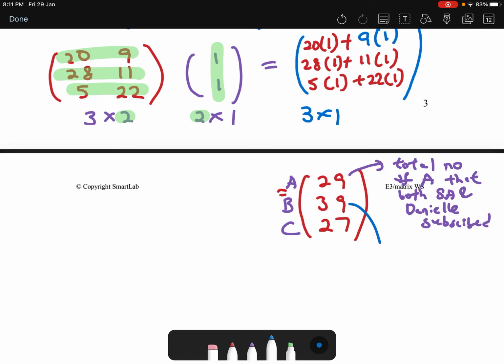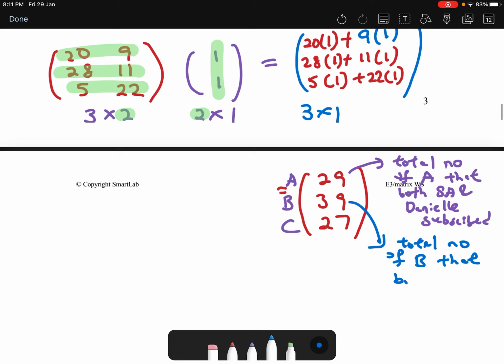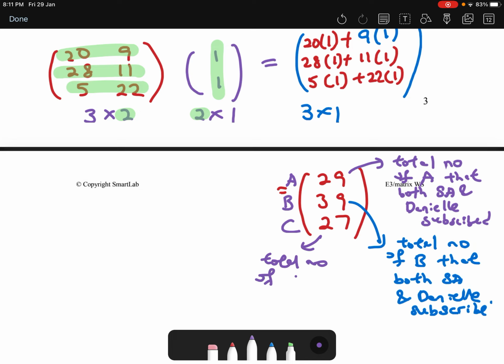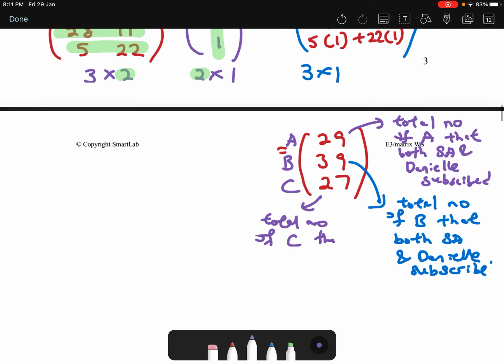Then 39 is the total number of package B that both Shan Ai and Daniel subscribe. 27 of course is the total number of package C that Shan Ai and Daniel subscribe. So that's what all these three elements represent.